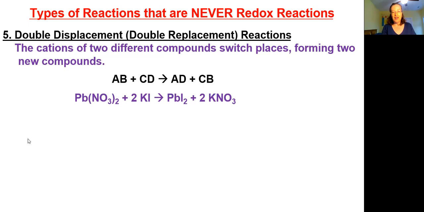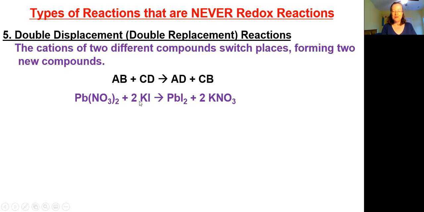Notice how the A and C, the guys on the left, the cations with a positive charge, they've switched places. So now the A is with the D and the C is with the B. Here's lead nitrate reacting with potassium iodide. The Pb, the peanut butter, the lead, is leaving the party with iodide. So we have lead iodide.